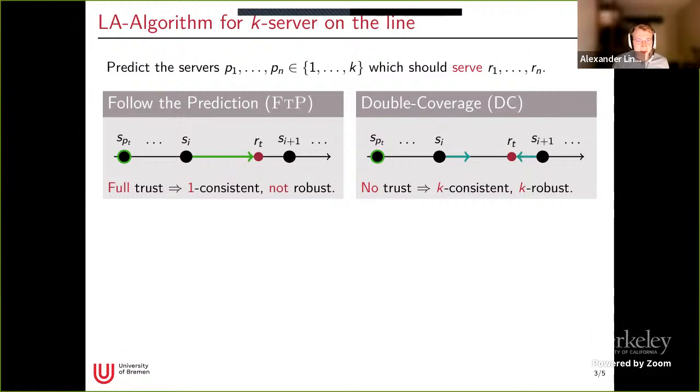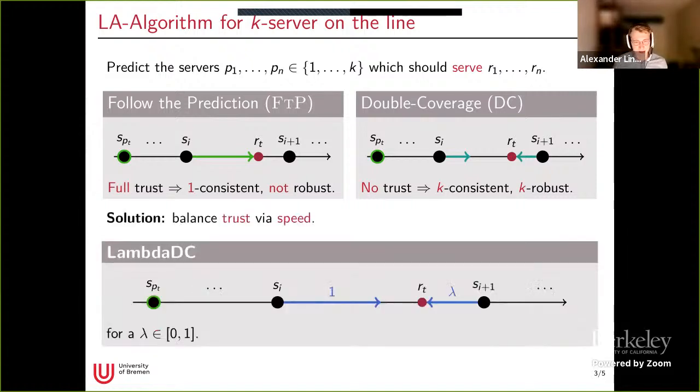And now what we eventually want is an algorithm where we can set our level of trust. So we want to set how much we actually trust the prediction. And our solution to this question is that we can balance this trust using different server speeds. We came up with an algorithm which we call lambda-DC, which works as follows. Whenever a new request arrives, we move the server which is on the same side as the predicted server with speed 1, but the server on the other side with a lower speed lambda, where lambda is our hyperparameter, a value between 0 and 1, which expresses our trust in the prediction.